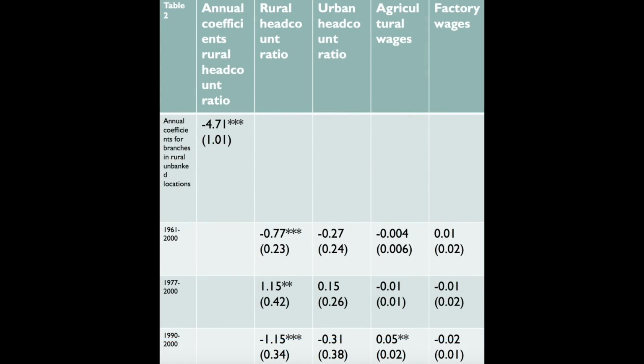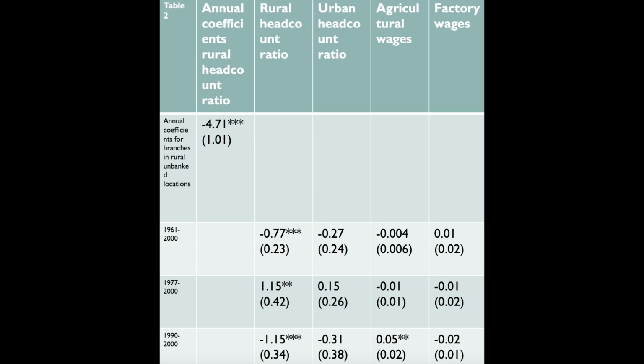And then you can see a table here in the paper by Burgess and Pande 2005, where they show bank branch expansion and poverty, to see if it's reduced. So basically what you see here in column 1 is a strong inverse relationship between rural headcount ratio and the opening of branches in rural unbanked locations. A 1 point increase in branch openings in rural unbanked locations reduces the headcount ratio by 4.71.